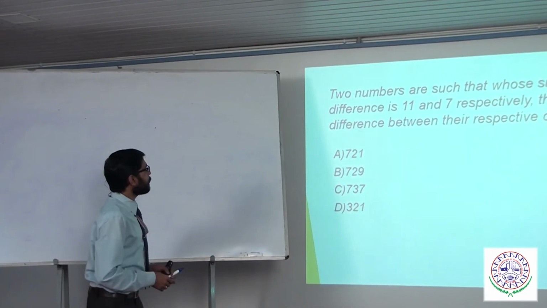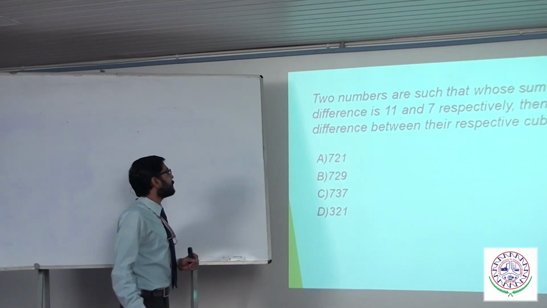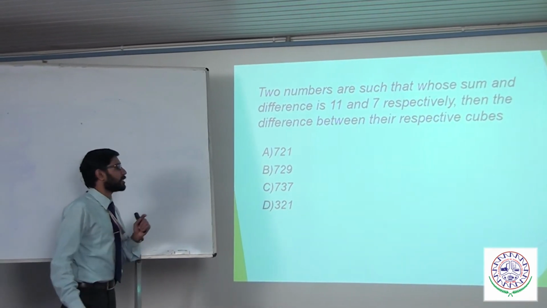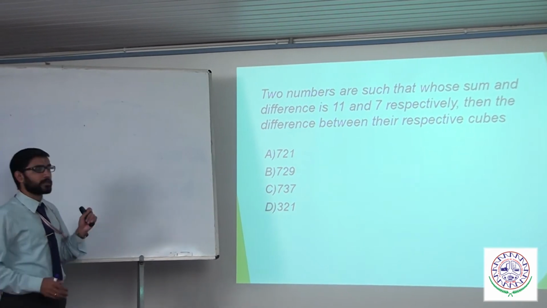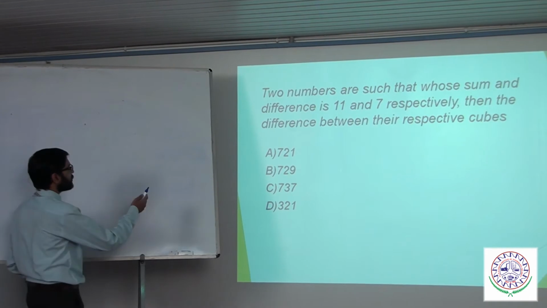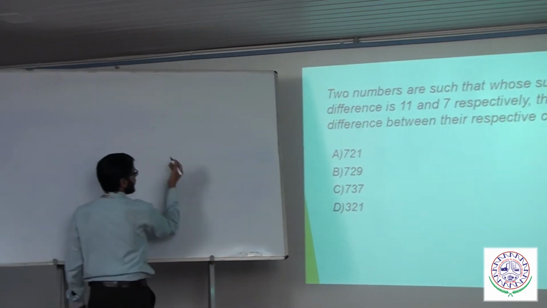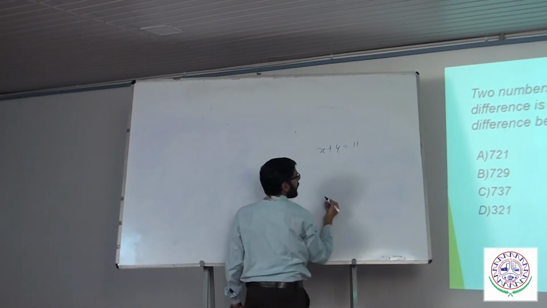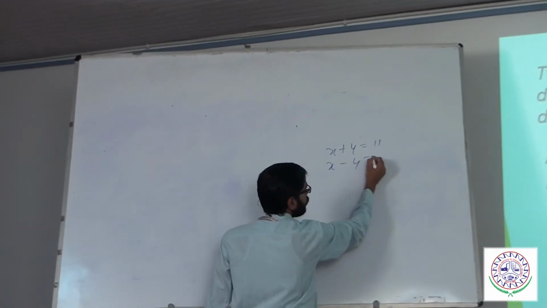In the next question, two numbers are such that their sum and difference are 11 and 7 respectively, then find the difference between their respective cubes. So this is basically from the algebraic part. So what we need is to find the equations. You can write it in terms of equations. So I can take the two numbers as x and y. So x plus y is equal to 11 and x minus y is equal to 7.